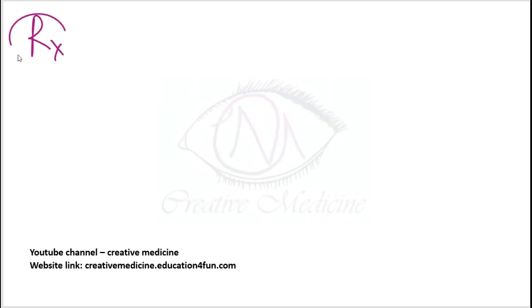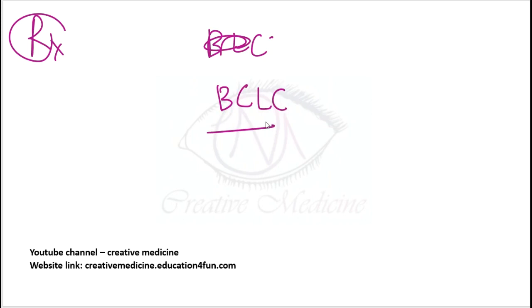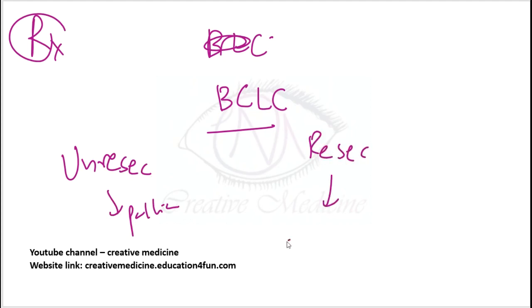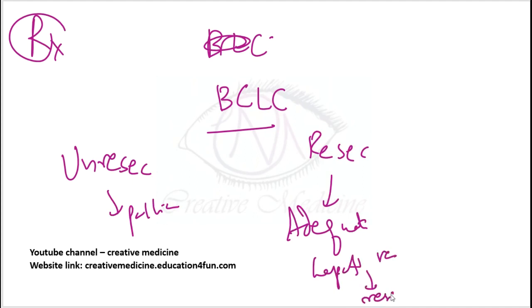Now, how are you going to manage this? For this, we have Barcelona Clinic Liver Cancer staging. This is based on the staging and the patient's performance status. If it is an unresectable tumor, then you will go to palliative therapy. If it is a resectable tumor, then you will see whether there is adequate hepatic reserve or not. If there is adequate hepatic reserve, then you will resect it. If there is inadequate hepatic reserve, then transplantation is done in these patients.